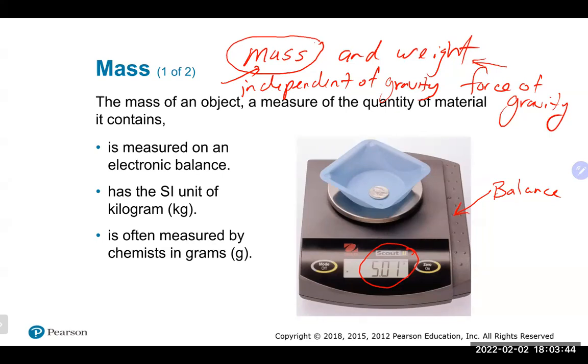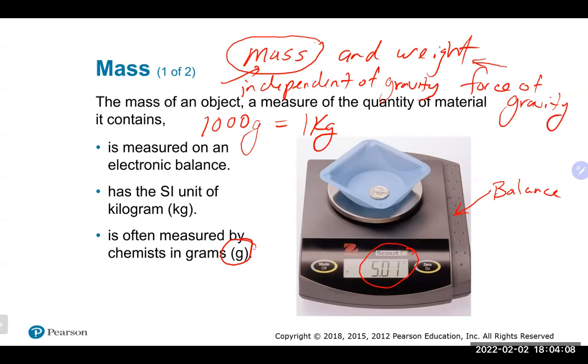As I mentioned before, most balances will give you the units in grams, but kilograms is a very common unit that we use in some calculations. As we'll see probably on the next slide, 1,000 grams is equal to 1 kilogram. So again, that is a mass conversion that we use a lot.